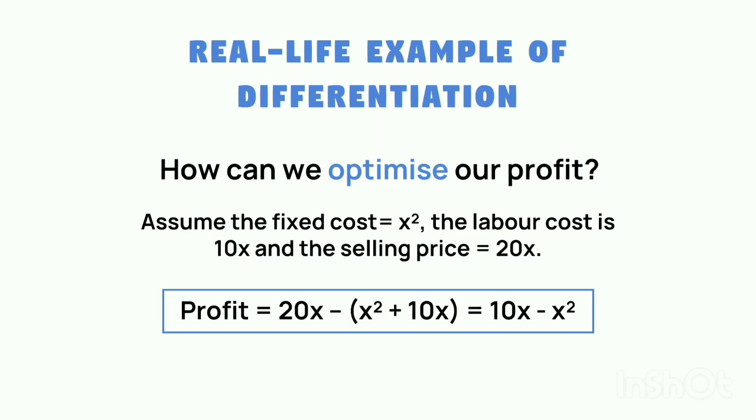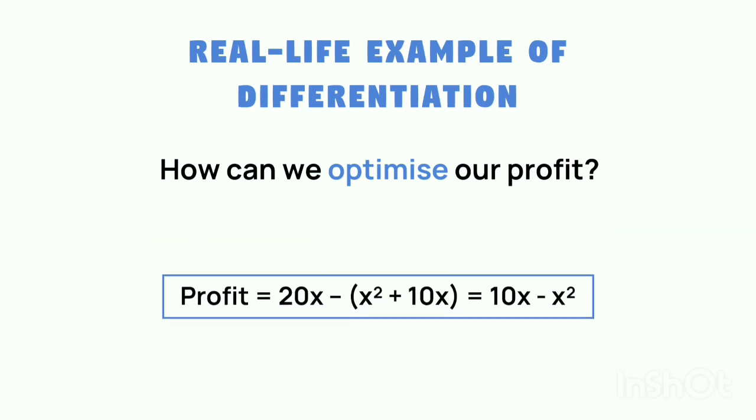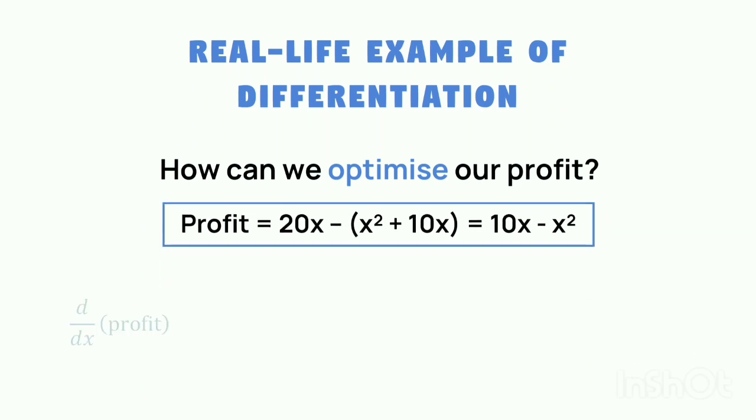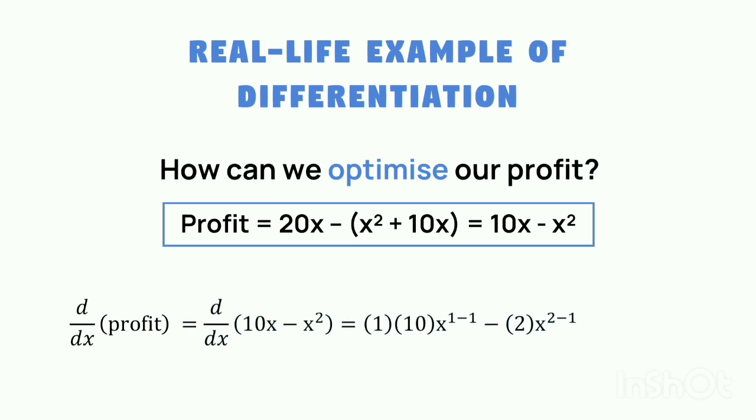And since we need to find the value of x in which the profit is at a maximum, I'm going to differentiate the profit. Then, by the basic formula, the derivative of ax^n is nax^(n-1). So, we will get that this is equal to, in brackets, 1 times 10x^(1-1) minus 2x^(2-1). Simplifying this, we get 10 minus 2x.